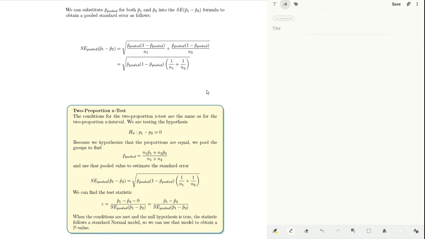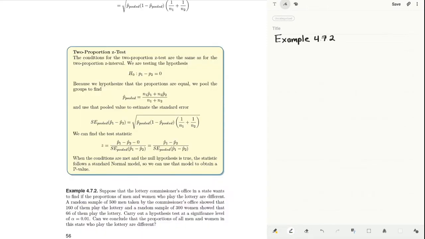So this is called a two proportion Z test, and the assumptions and conditions are identical to the two proportion Z interval. And so we test a hypothesis where we assume the proportions are equal, and mathematically this means that P1 minus P2 is equal to 0. We find a pooled proportion from our data, and then we use this to calculate the standard error. Then the test statistic is calculated by taking the sample estimate of their difference, which is P1 hat minus P2 hat. We subtract the hypothesized difference, which we assume to be 0, and then we divide it by the pooled standard error. And so our test statistic will be a z-score, and so we'll use the standard normal curve to obtain the p-value. So let's take a look at an example.